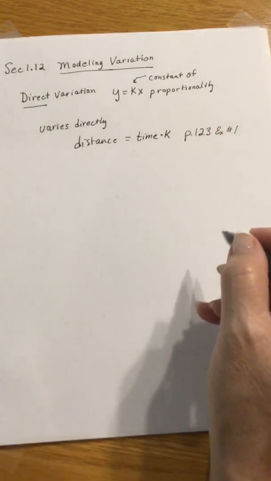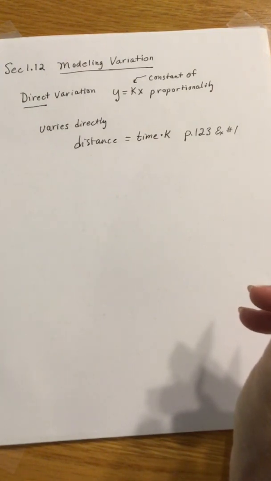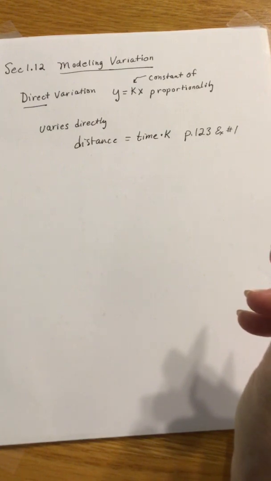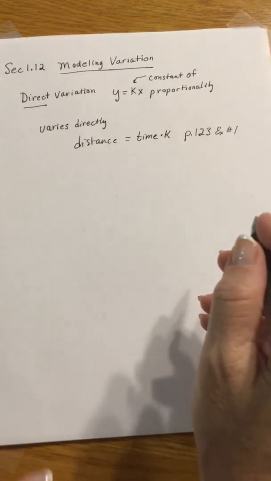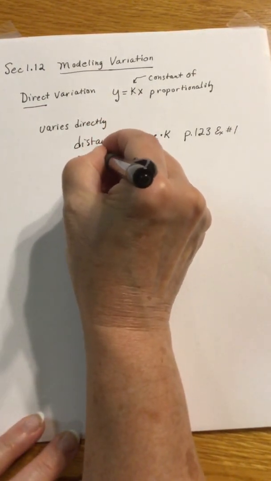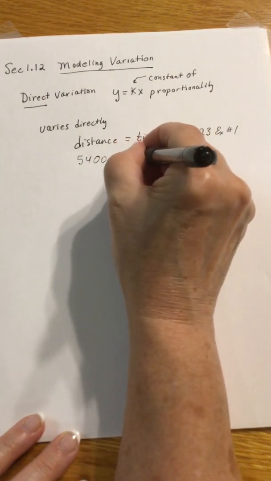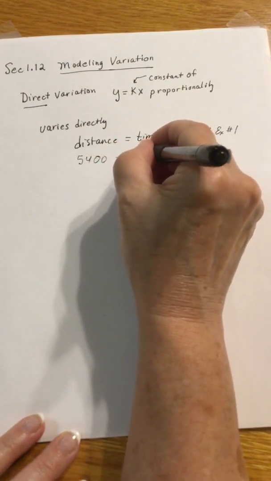So, again, looking at the words, it says the distance between you and the storm varies directly as the time interval between the lightning and the thunder. Suppose that the thunder from the storm is 5,400 feet away, takes 5 seconds to reach you. Okay, so where are we going to put? The 5,400 is going to go in for the distance, and the 5 seconds is going to go in for the time.